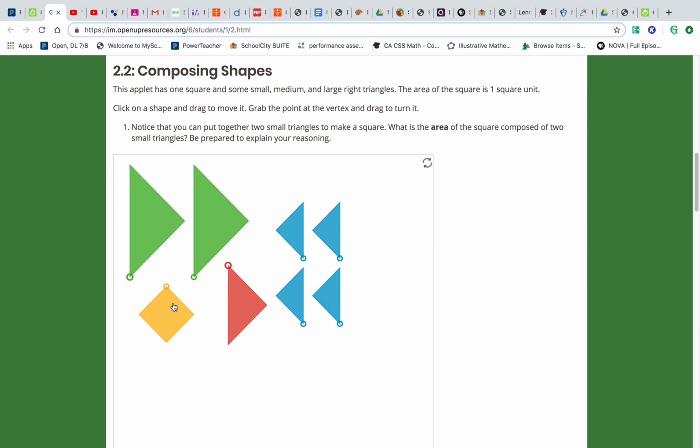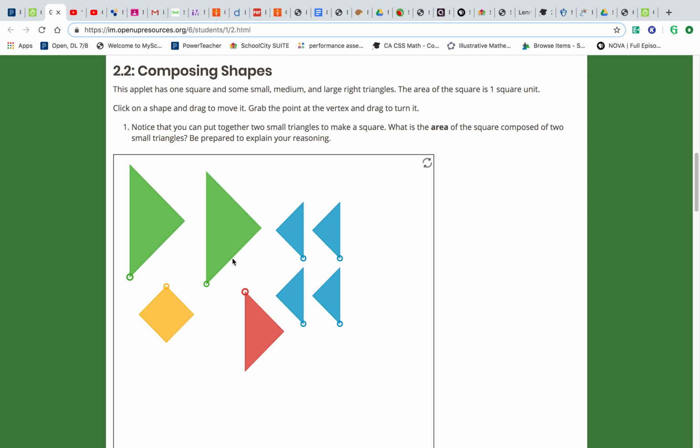So what we want to do is just play around with these a little bit. We can move these around however we like. The idea is to try to put together two small triangles to make a square. So if you look, if we move this over here a little bit, and we can maybe move this around, drag it down, and we can bring this shape over here. We can rotate it around, okay, and try to get it a little closer here.